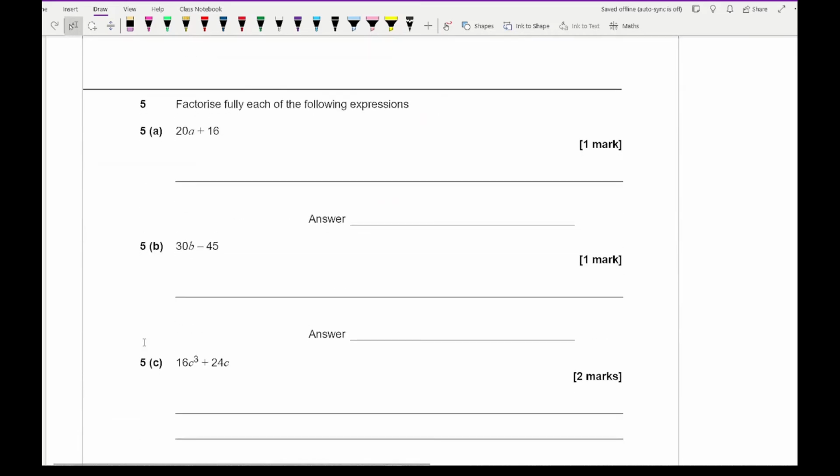Then moving on to question 5. Here now we're looking at factorising. Remember, with factorising, you want to take the highest common factor out of the numbers and the lowest common factor out of the letters. So looking at this, we've got 20 and we've got 16. We need to look at what's the biggest number that goes into both 20 and 16, and that's going to be 4. So that's where we set up a bracket. 4 times what gives you 20? That's going to be 5, and we need an A. And then we plus, and then 4 times what gives you 16? It's going to be a 4.